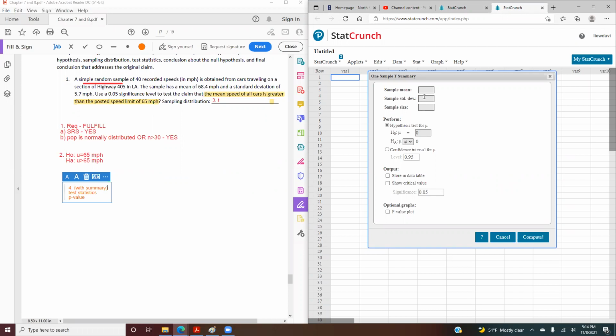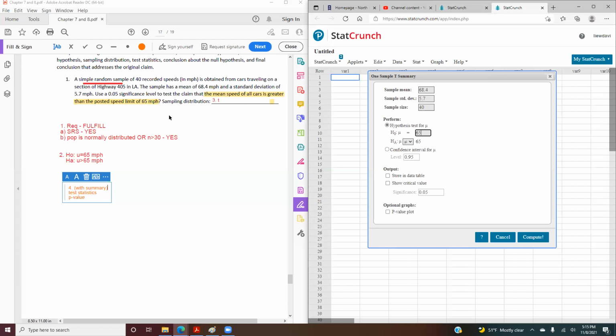68.4. Yep, that is the sample mean, 68.4. 5.7 is the sample standard deviation. And sample size? 40. Now, what is the claim value? That claim value is the one that you put under the hypothesis testing. What is the claim value in this case? 65. Okay, not 0.65, don't forget, this is 65 miles per hour. And the claim value is always in the claim statement, okay?